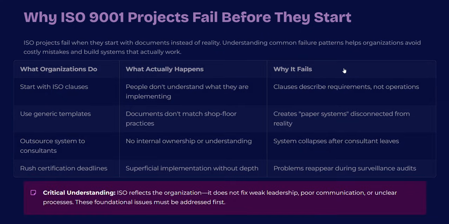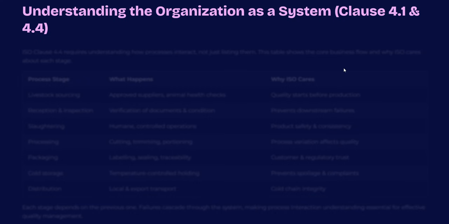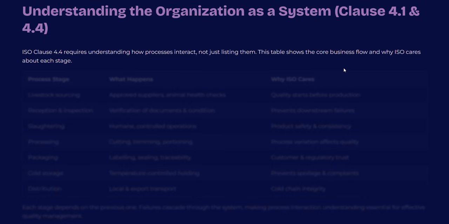So it's a critical understanding here. ISO reflects the organization. It does not fix weak leadership or poor communication or unclear processes. These foundation issues must be addressed first. So, understanding the organization as a system. This is now as per clauses 4.1 and 4.4. So ISO clause 4.4 requires understanding how processes interact, not just listing them.